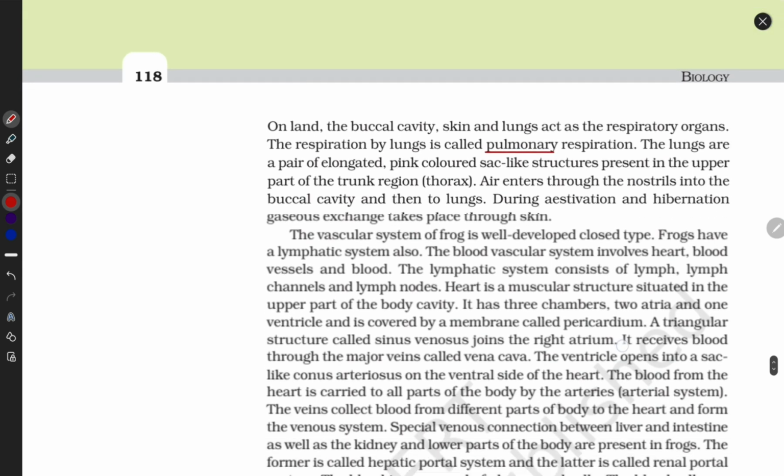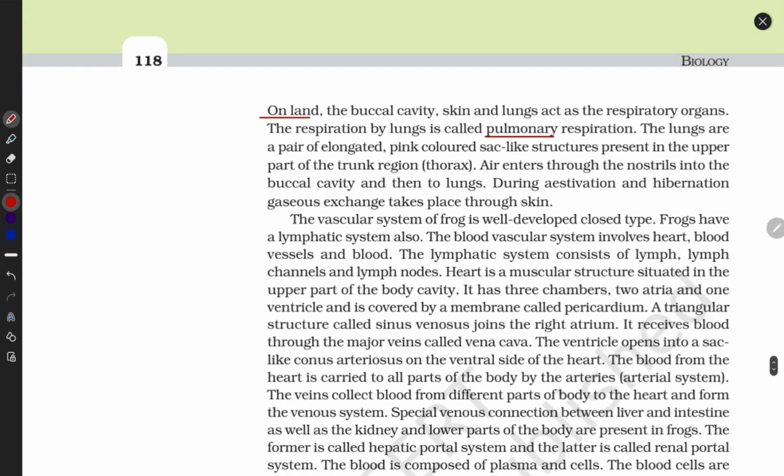Now let's move towards land. How do they respire? They have a pulmonary respiratory system. They also include lungs, guys. They have one pair of lungs, pink colored sac-like structures, present in the upper part of the trunk, the thoracic region, the chest.